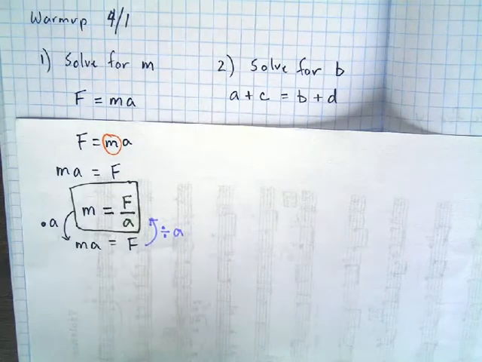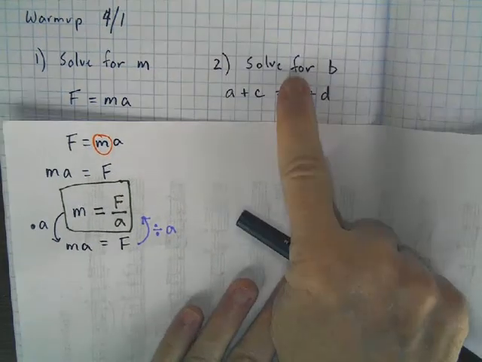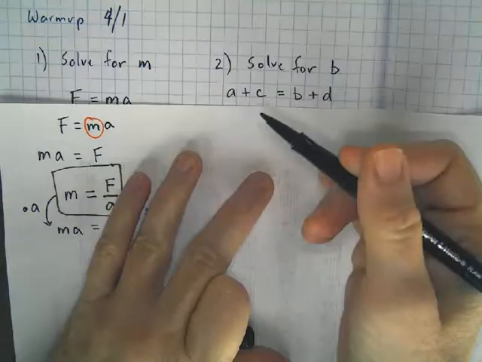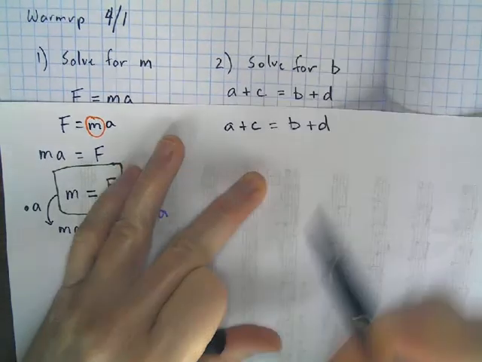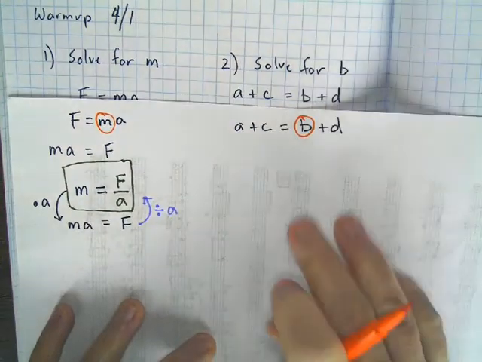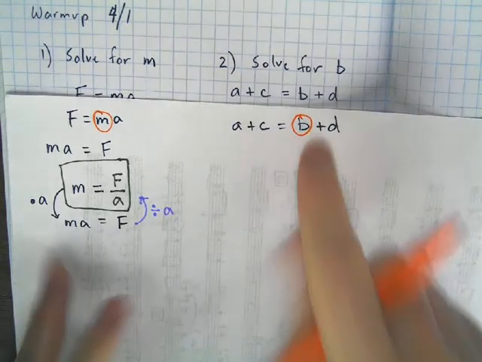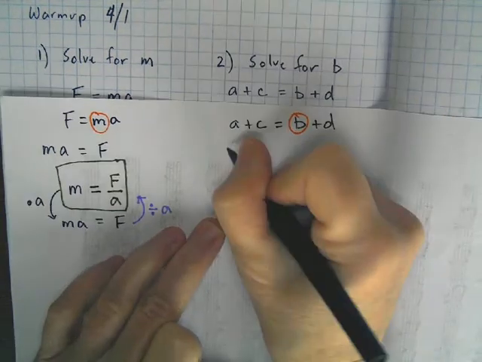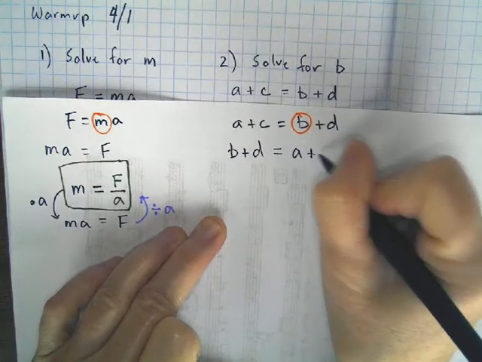Okay? Next problem, problem number 2. Solve for b. Where's the b? There's the b. So I have a plus c equals b plus d. What am I solving for again? I'm solving for b. So I'm going to rewrite this. I'm going to switch the sides. So this entire side, I'm going to move it to the left. b plus d equals a plus c.